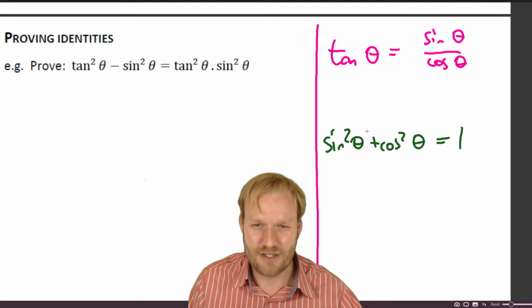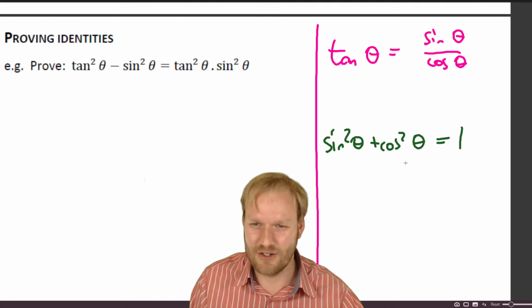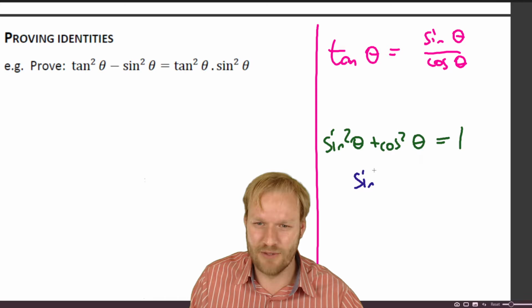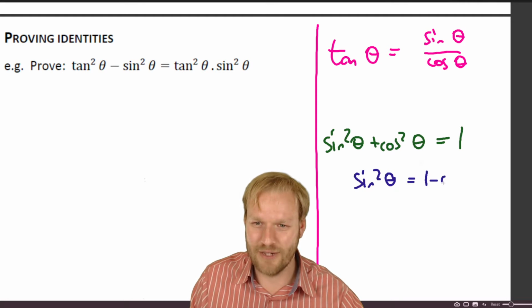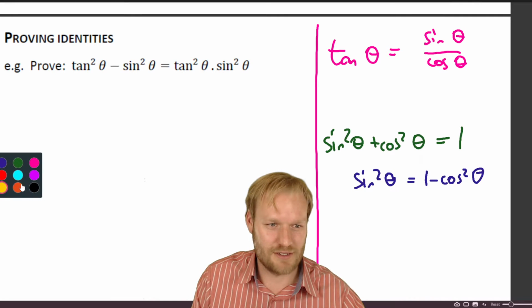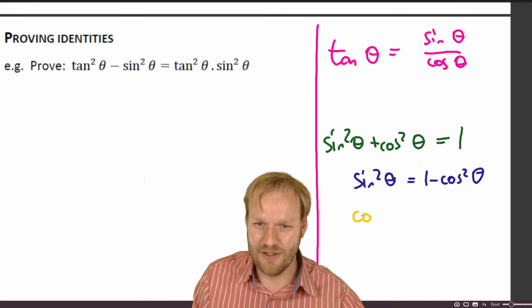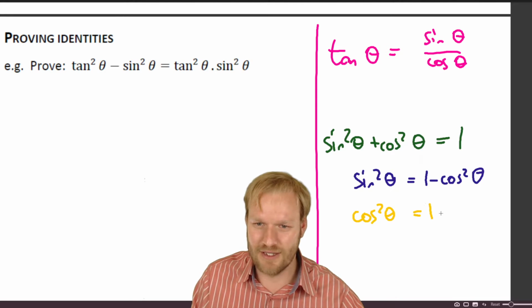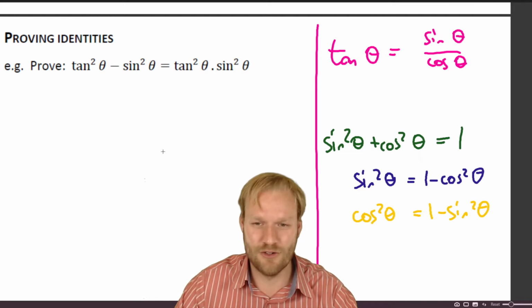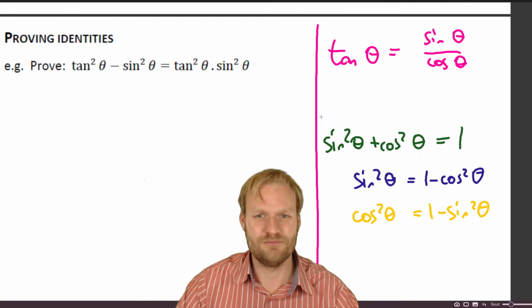If we subtracted cos squared theta from each side, then we'd have sine squared theta equals 1 minus cos squared theta. And also, in a different color, if we subtracted sine squared theta, we'd have cos squared theta equals 1 minus sine squared theta. So we've got that for reference if we need it.